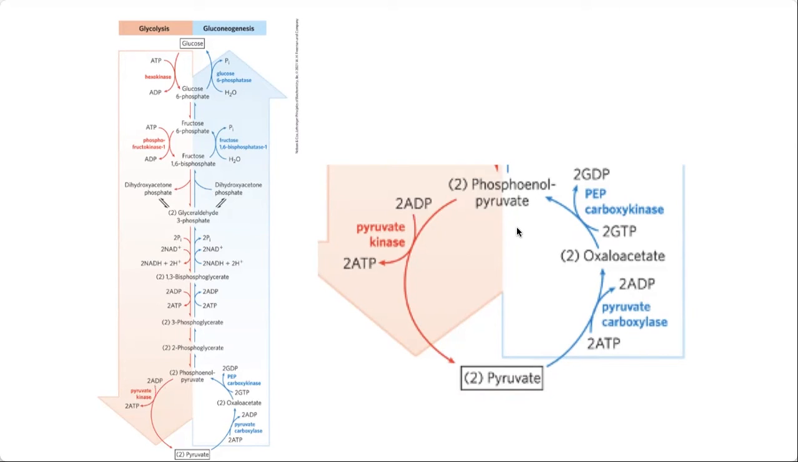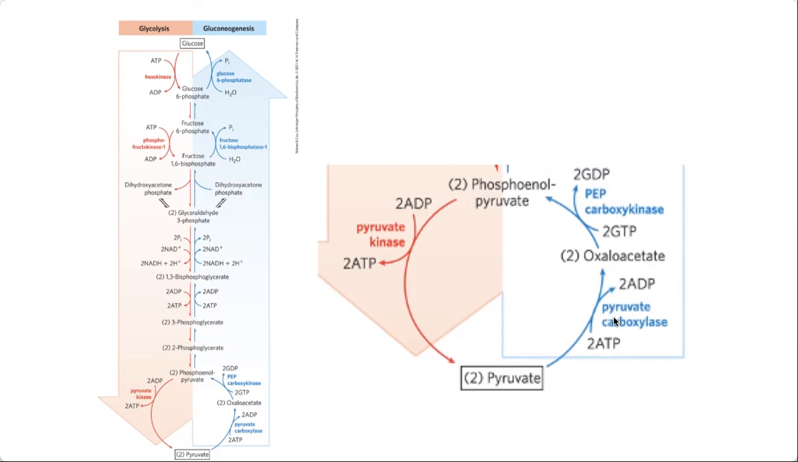To go in the other direction, we're going to need 2 enzymes in a kind of convoluted way. We're going to take pyruvate and change it to oxaloacetate through pyruvate carboxylase, and then we're going to take that oxaloacetate and use PEP carboxykinase to phosphorylate it to give us phosphoenolpyruvate.